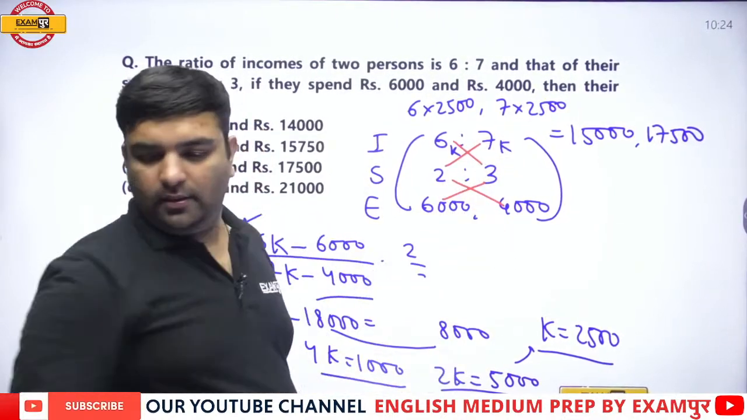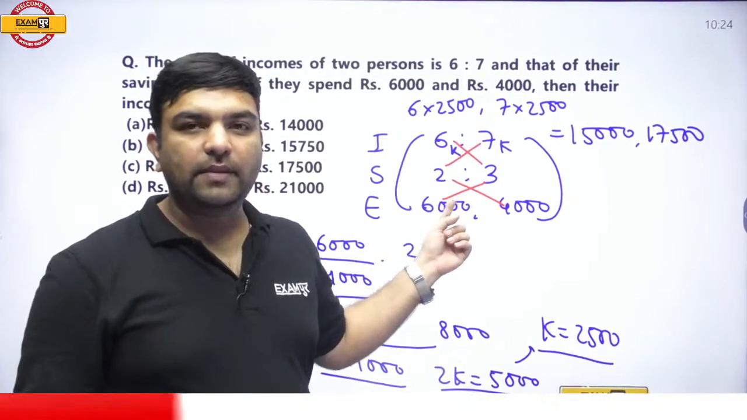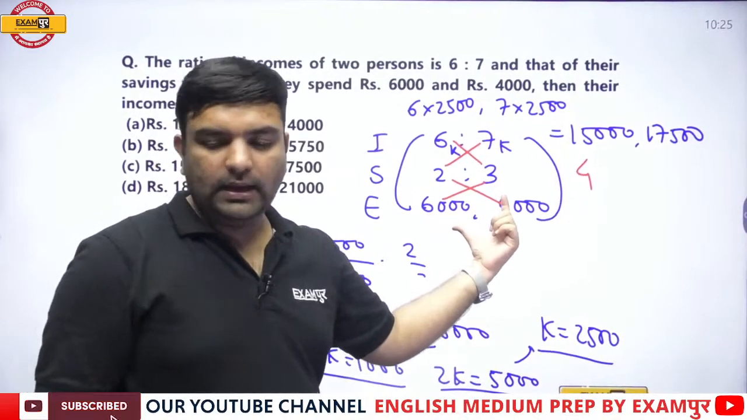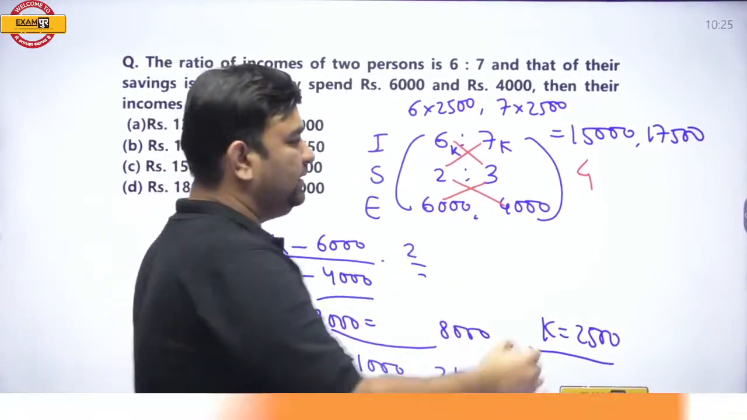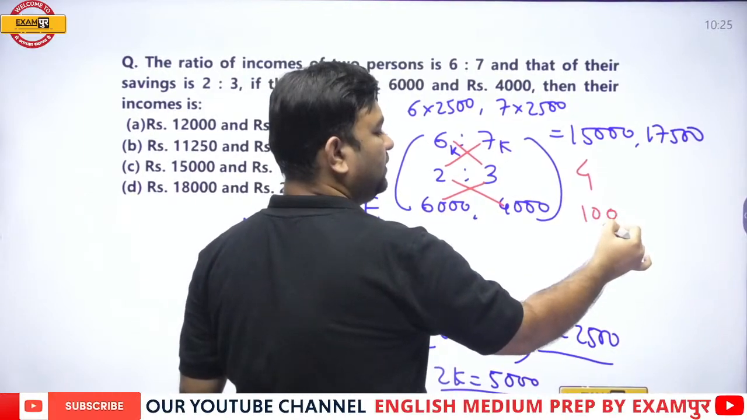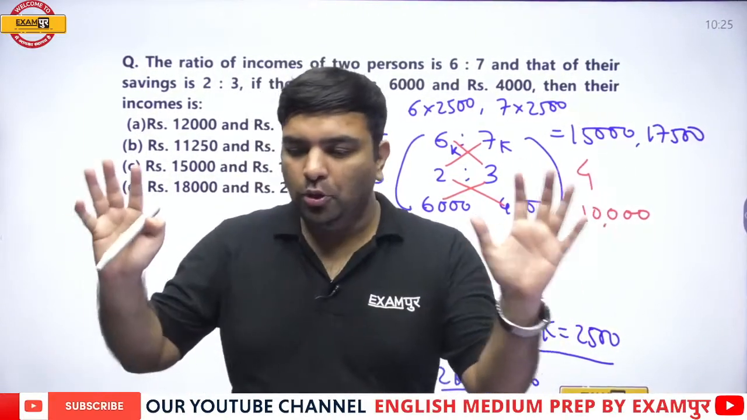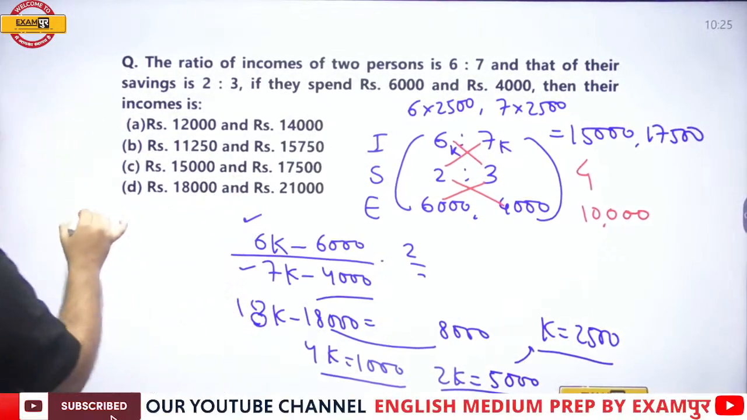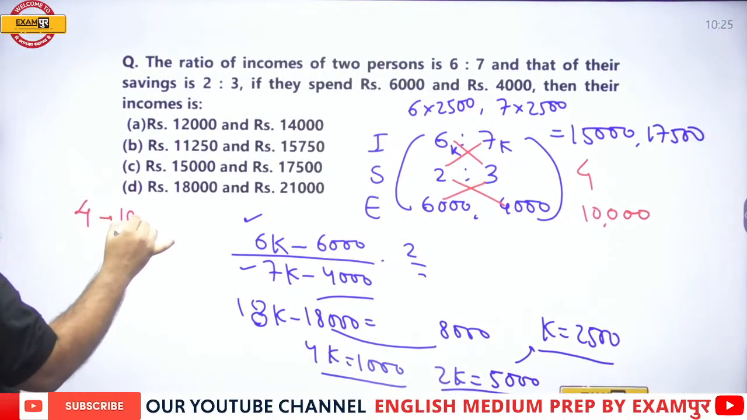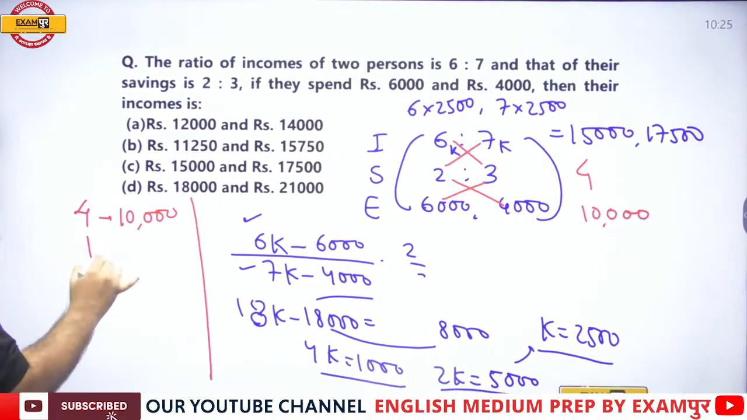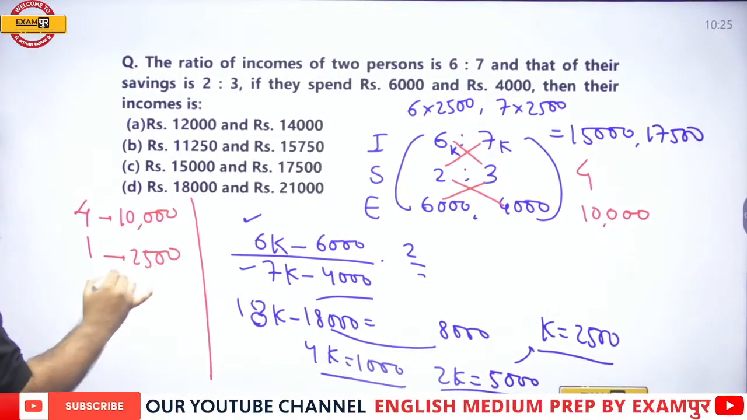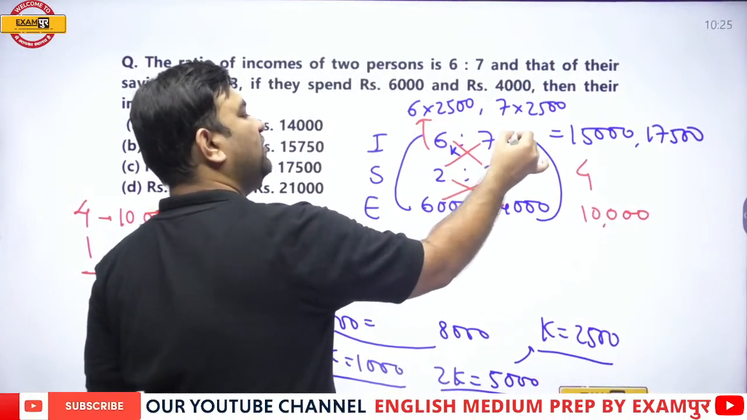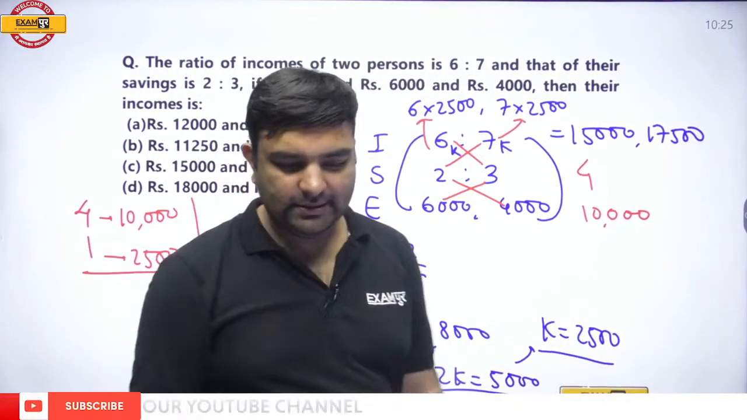18 minus 14 is 4. 18,000 minus 8,000, 10,000. So 4 is equal to 10,000. If 4 is equal to 10,000, then 1 is equal to 2,500. So 6 is equal to 6 into 2,500, 7 is equal to 7 into 2,500. Answers.